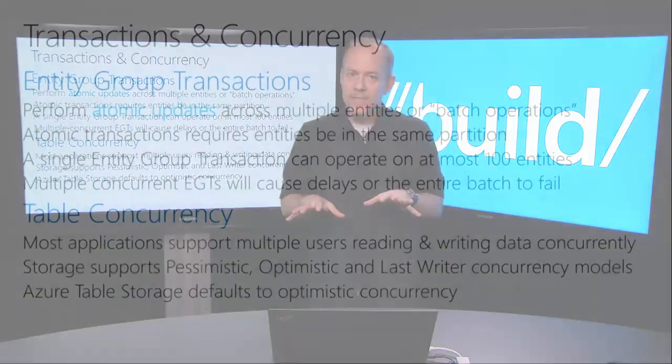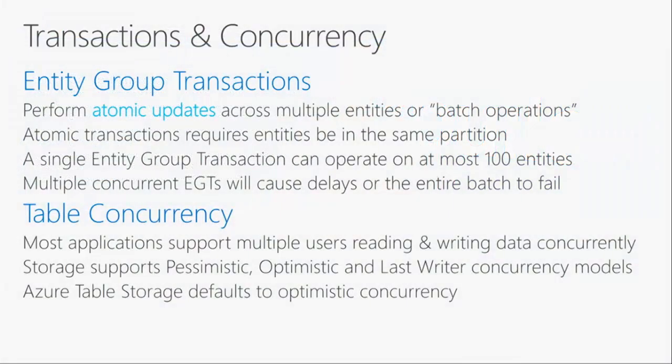Two other things that I want to mention that are also critical to your design are entity group transactions and table concurrency. When you need to execute a set of operations atomically over a group of entities, you can use what we call entity group transactions. This allows you to accomplish batch operations over a set of entities. It's scoped within a single partition, and you can have at most 100 entities in any given batch job.